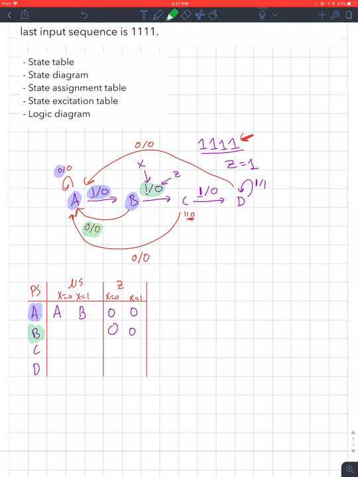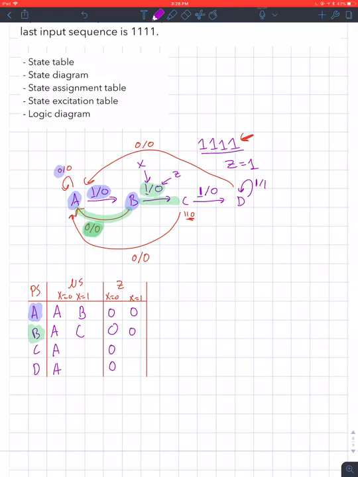So I'm going to put 0, 0 here. And then B goes to A, right here. B goes to A when X is 0, and B goes to C when X is 1. So now quickly we can look and see that everything goes to A when X is 0, and the output is going to be 0.